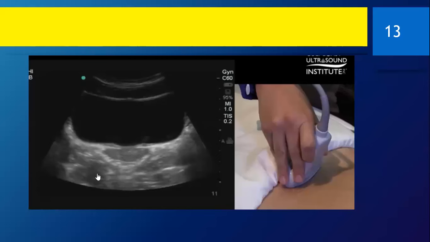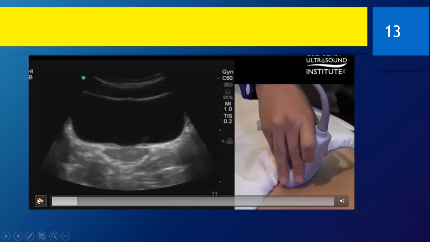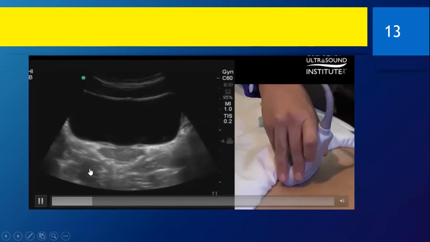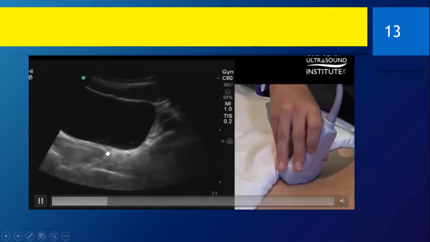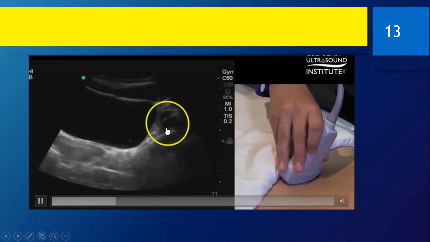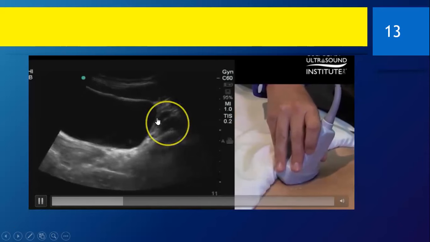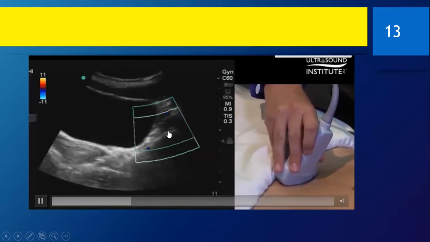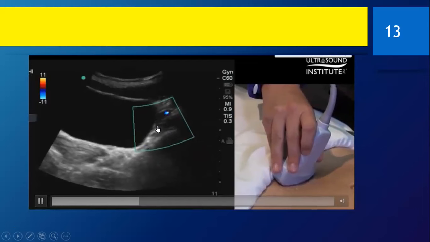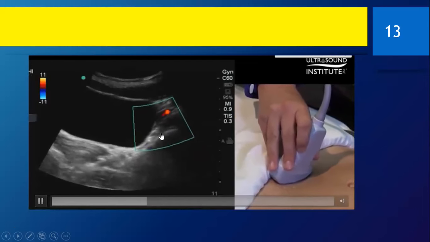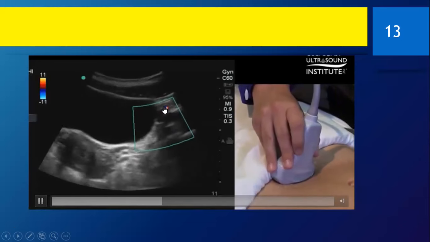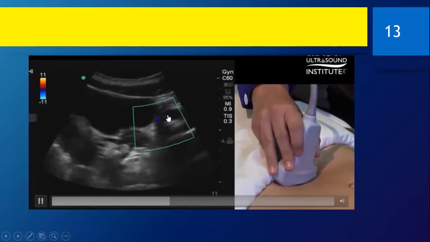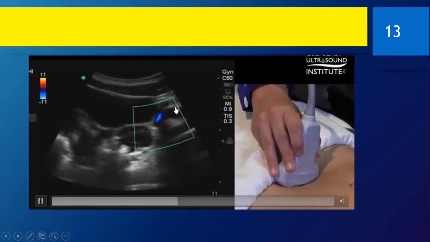Here we would see the steps of how to locate it by the transabdominal approach. As we said, we start by the transverse approach. First, locate the bladder, then the uterus, and then the iliac vessels on the sides. Of course, we will use the aid of the Doppler to precisely locate the iliac vessels and make sure that we are seeing them. This structure is the iliac vessels.